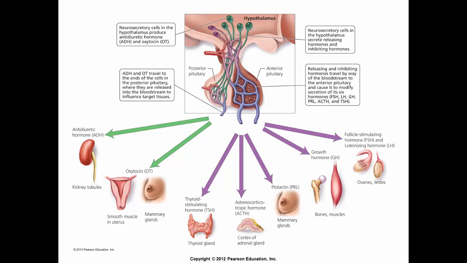So they're produced by the hypothalamus, but travel to the posterior. Whereas neurosecretory cells in the hypothalamus also secrete releasing and inhibiting hormones, which are sent to the anterior pituitary gland. From here, the releasing and inhibiting hormones travel by way of the bloodstream and cause it to modify secretion of 6 different hormones: follicle stimulating hormone, luteinizing hormone, growth hormone, prolactin, thyroid stimulating hormone, and adrenocorticotropic hormone, which we will be discussing further in the chapter.